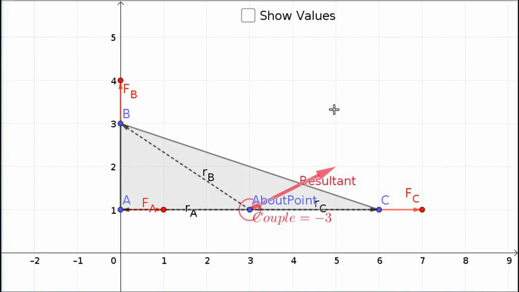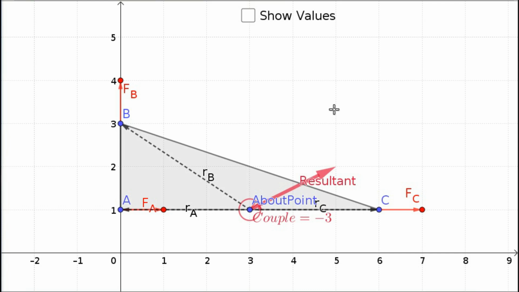One of the tools we have for statics is that we can reduce a system of forces down to a single force and a couple. We've talked about couples, so we know what a couple is.